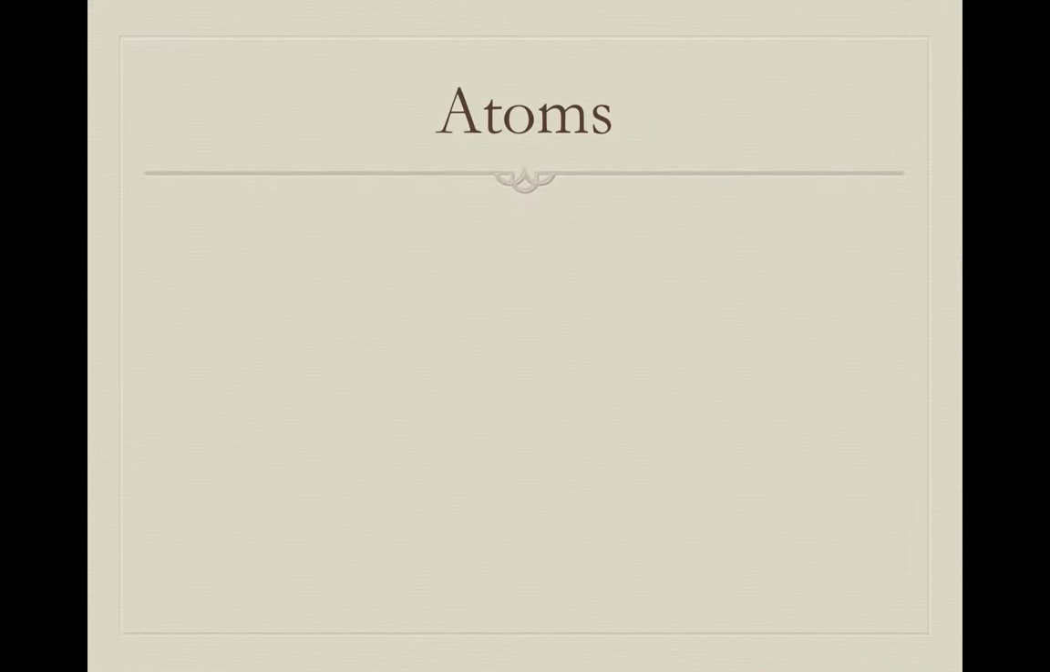So atoms. We're going to talk about atoms. There's a lot to talk about actually. There are three parts to an atom. There's a proton, a neutron, and an electron. And a proton has a positive charge, a neutron has a neutral charge or no charge, and an electron has a negative charge.